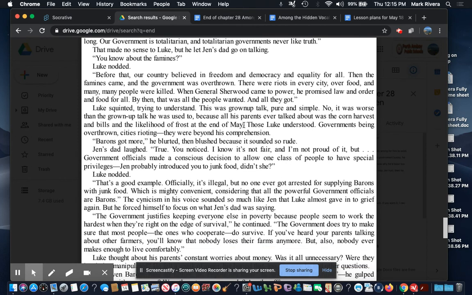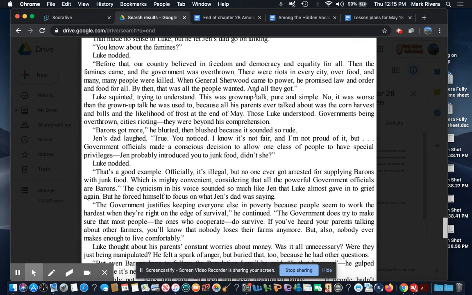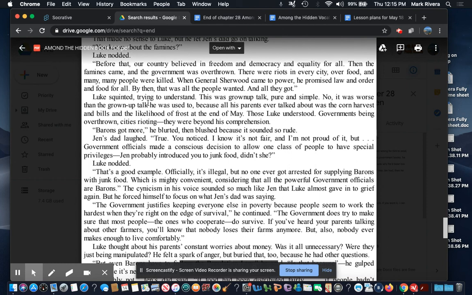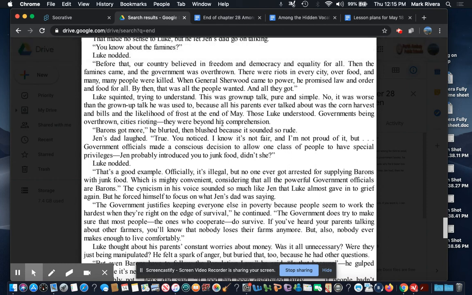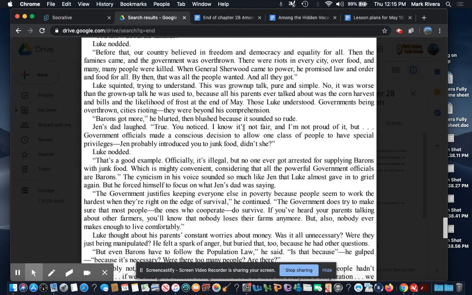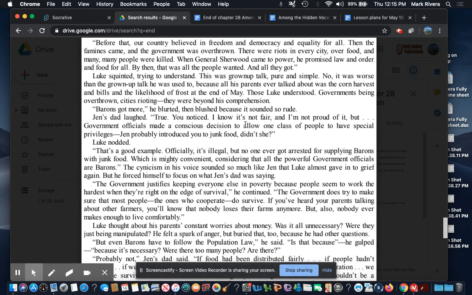"Do you know about the famines?" Luke nodded. "Before that, our country believed in freedom and democracy and equality for all. Then the famines came. Again, famine, starvation. And the government was overthrown. There were riots in every city over food. Many, many people were killed. When General Sherwood came to power, he promised law and order, food for all. But then, that was all people wanted, and all that they got."